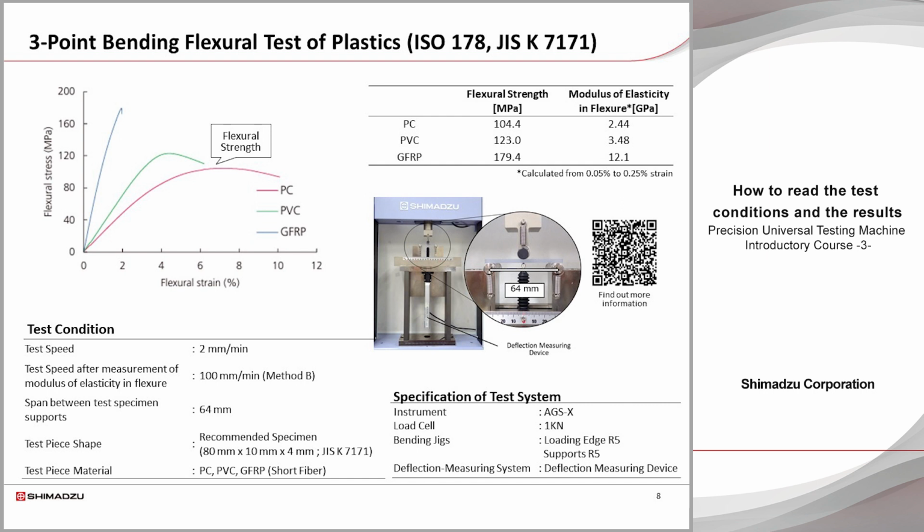As with the tensile test, the test speed was set to low until the modulus was measured, and then the test speed was set to high for the transition. As the standard states, the span between the test specimen and the supports should be 16 times the specimen's thickness. In this case, it was 4 mm thick, so the test was carried out with a distance of 64 mm between the supports.